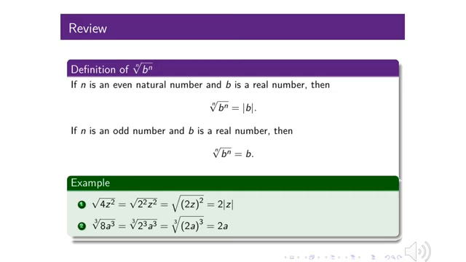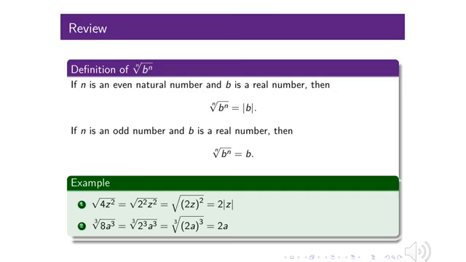Last definition that we have to familiarize is the definition of nth root of b raised to the power of n. Consider the following cases. For case 1, if n is an even natural number and b is a real number, then the nth root of b raised to the power of n is just equal to the absolute value of b. For case 2, if n is an odd number and b is a real number, then the nth root of b raised to the power of n is just equal to b.